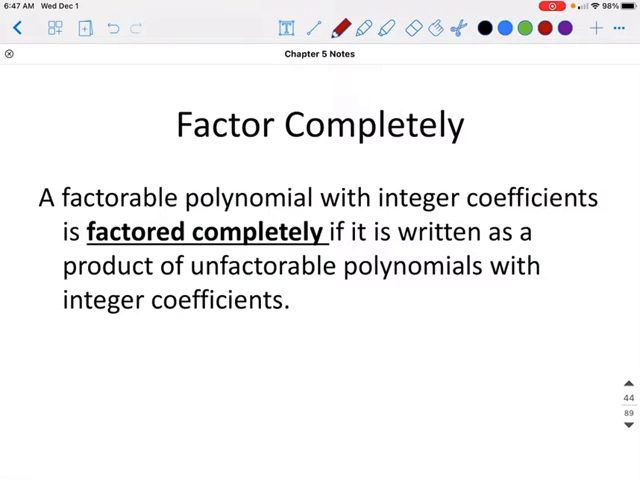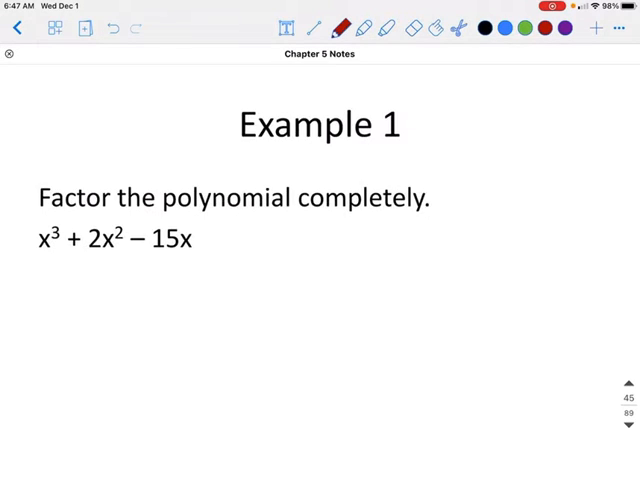A factorable polynomial with integer coefficients is factored completely if it is written as a product of unfactorable polynomials with integer coefficients. So this means there's nothing else you can factor, there's nothing else you can factor out, then it is completely factored.